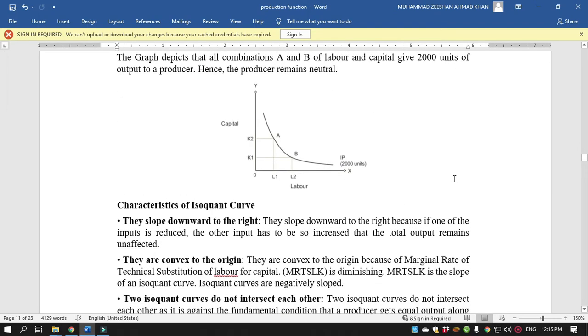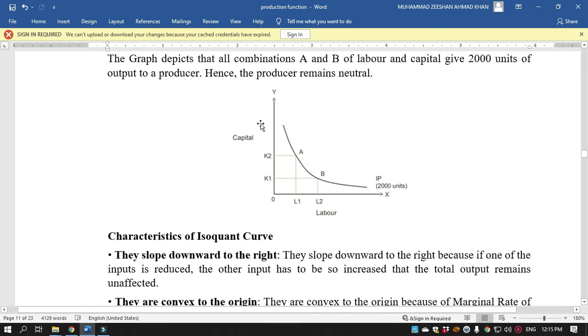The graph here depicts all the combinations, let's say A and B, of labor and capital that give, let's say, 2000 units of output to a producer. Then the graph would be just like that. You can see this convex curve is actually the isoquant line, and the isoquant curve obviously is the locus of different combinations.